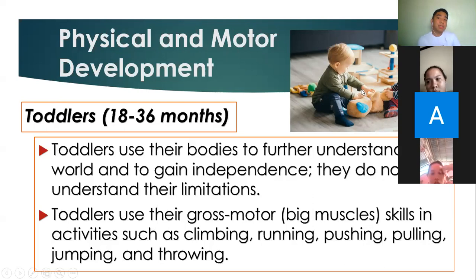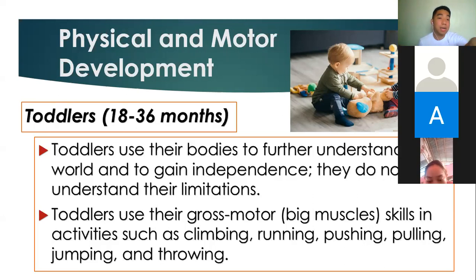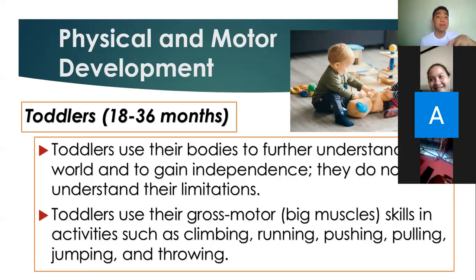Children at this age like to touch and grab things. It's because they don't know their limitations yet. That's normal for them to touch everything they see. They don't yet think that if they touch something, my mom and my dad will get angry. They don't have those limitations yet. They love to touch and jump around because they really use their bodies to further understand the world.